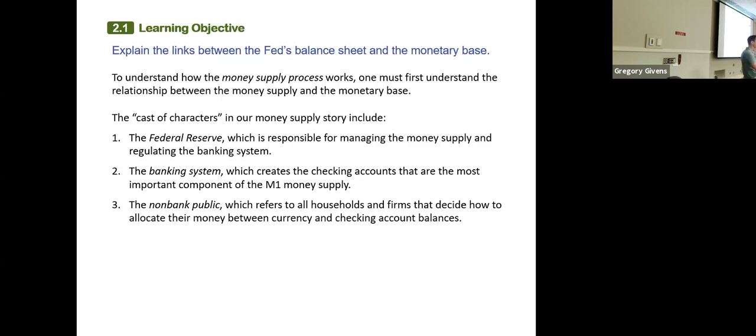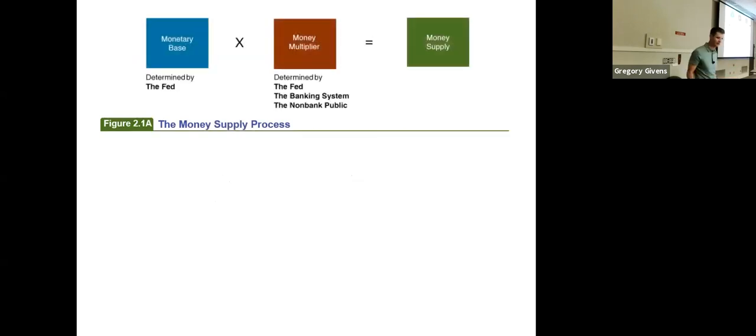So the non-bank public, the banking system, as well as the Federal Reserve in concert, all are going to help determine the level of the money supply in our economy. Okay, questions so far? Those are the three characters. Now, how is the money supply process, as described by these characters in our model, linked to one another?